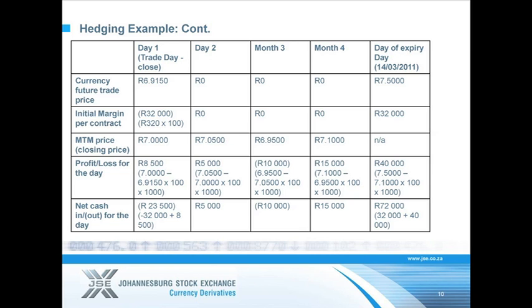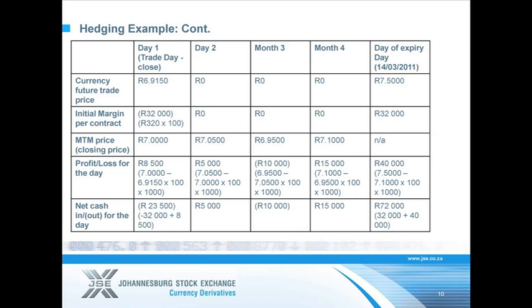The 8,500 Rand is made up by the 7, which is the closing price, subtracting the price at which you traded, which was 6.9150 Rand, giving you 8,500. Your net cash flow for the day is 23,500. We do not offset your profits from your losses. We will sit the entire time with the 32,000 Rand in our account, but we'll also give you 8,500.